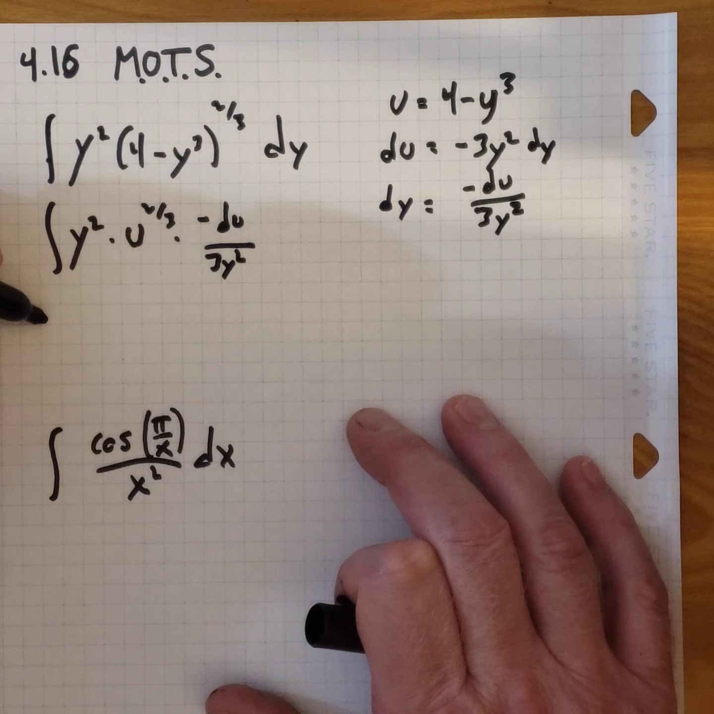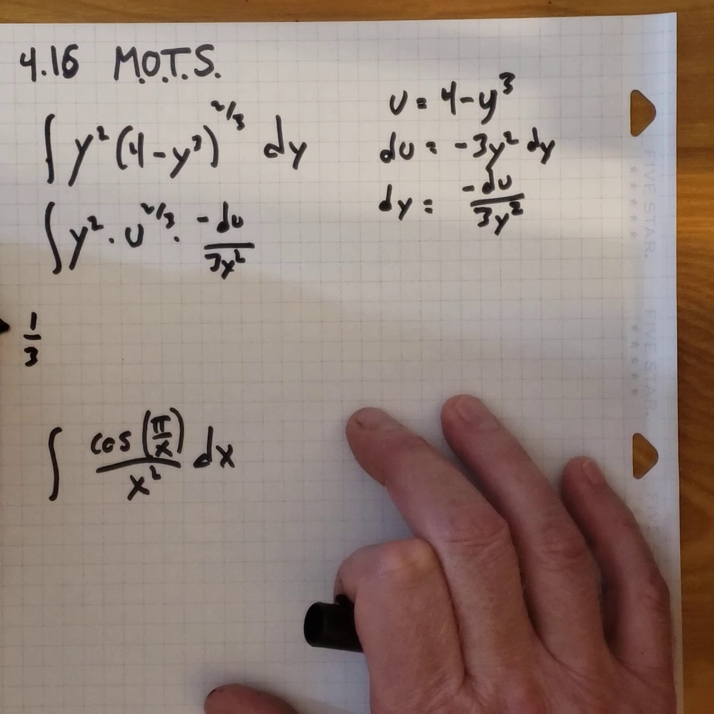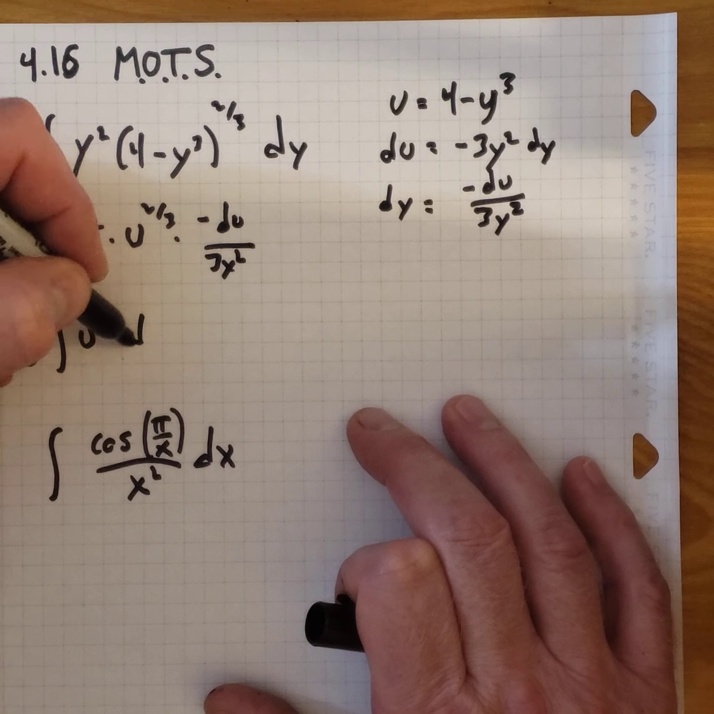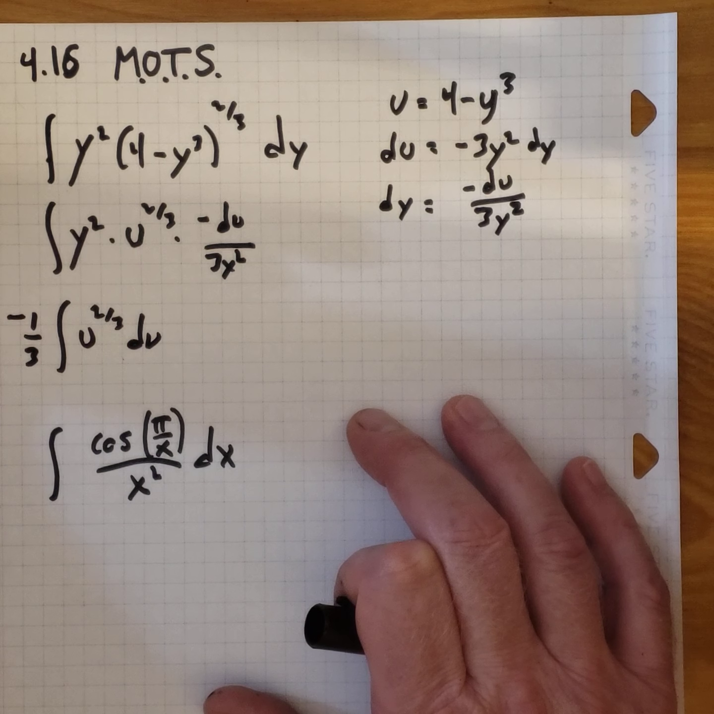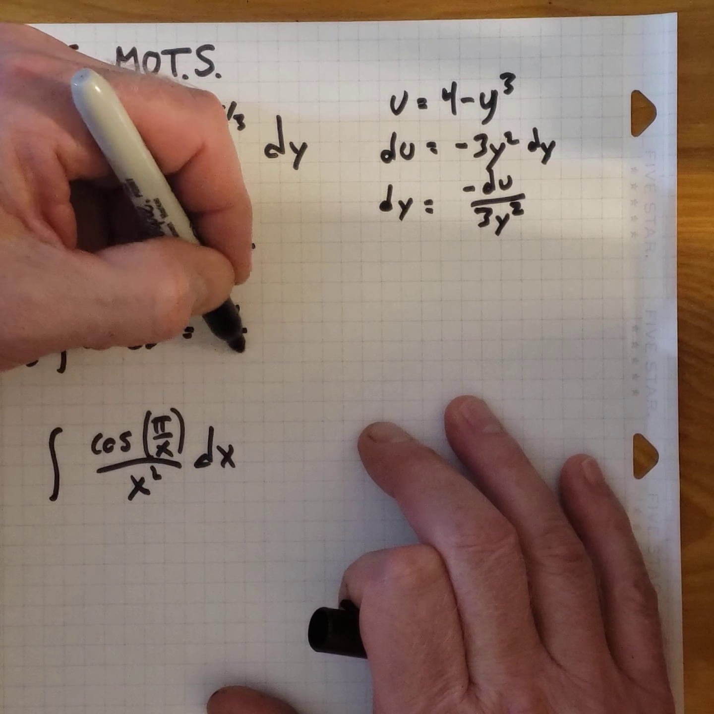Simplify that. We get a 1/3 out front. Our y squareds cancel. We get a negative out front also from our negative du, and we have u to the 2/3 du left inside. That's pretty easy to deal with. We keep our negative 1/3.